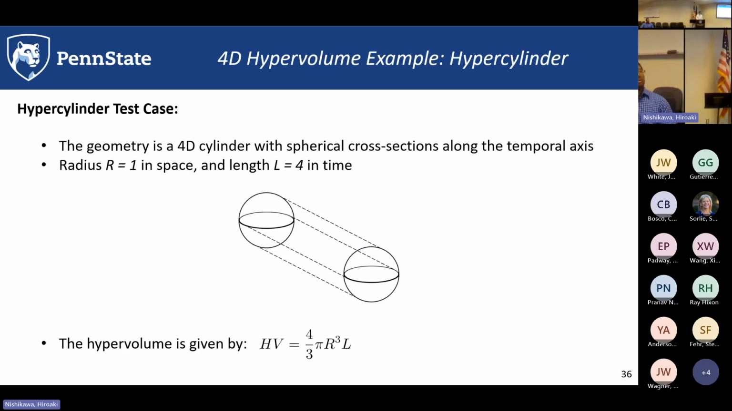So we've talked about the method of hypervolume meshing. We'll just show one example here. We have a hypercylinder test case, which is just a sphere being translated through time, and it forms a hypercylinder. It has a radius of 1 and a temporal length of 4. We have an exact solution for the hypervolume of a hypercylinder shown below.